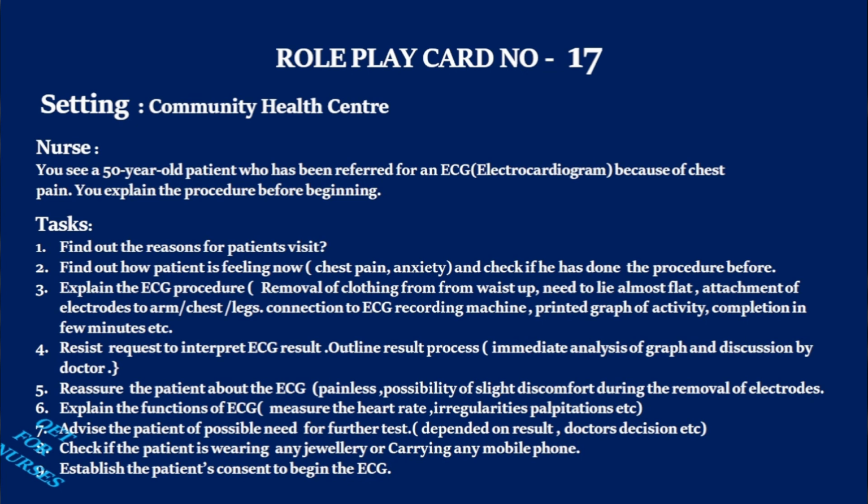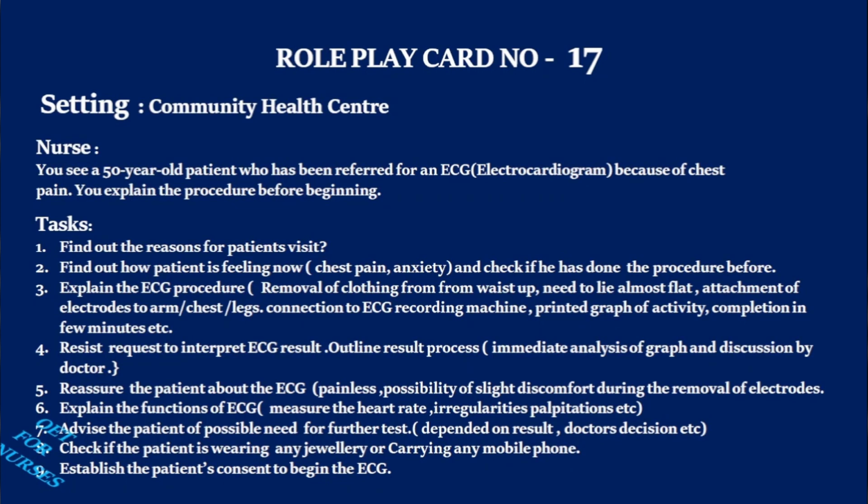First one says, find out the reason for patient's visit. Second one says, find out how patient is feeling now, chest pain, anxiety, and check if he has done the procedure before. Third one says, explain the ECG procedure. Removal of clothing from waist up, need to lie almost flat, attachment of electrodes to arms, chest and legs, connection to ECG recording machine, printed graph of activity, completion in few minutes, resist request to interpret ECG result, outline result process, immediate analysis of graph and discussion by doctor.